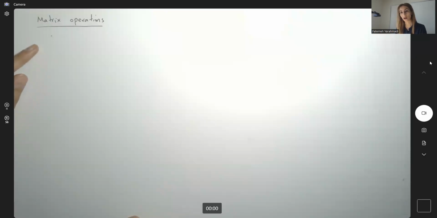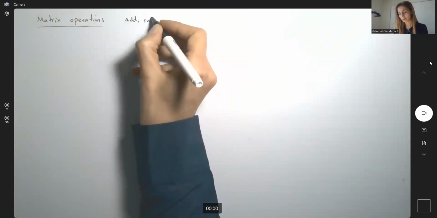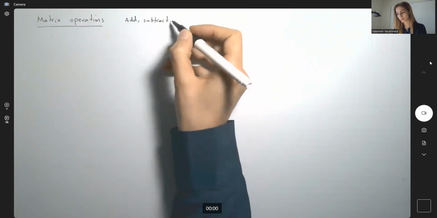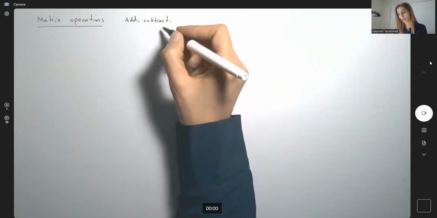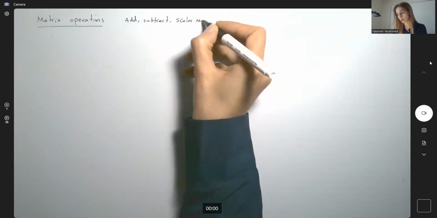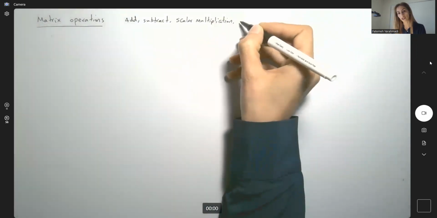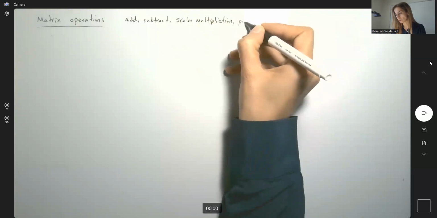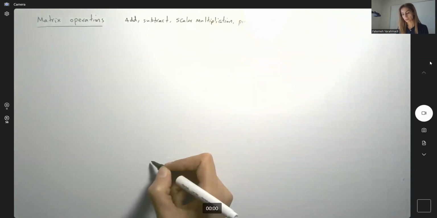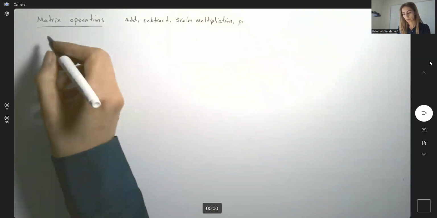Very good. We're going to talk about operations between matrices. As you know, matrices are mathematical objects, so we expect to add, subtract, and also multiply them somehow. For multiplication, we have two types: scalar multiplication and multiplication between two matrices, or the product of two matrices. So let us first learn how to add matrices.